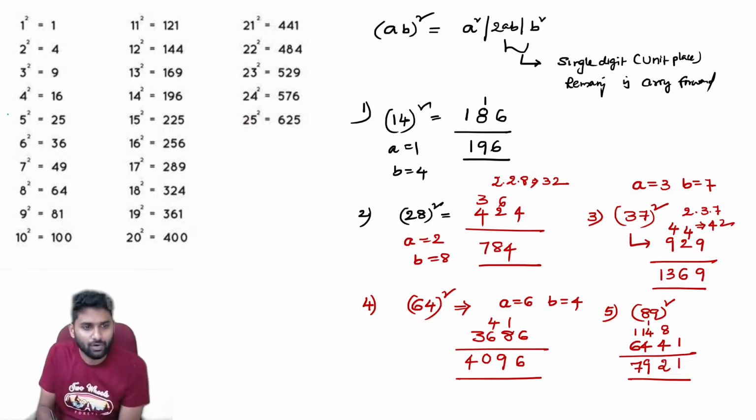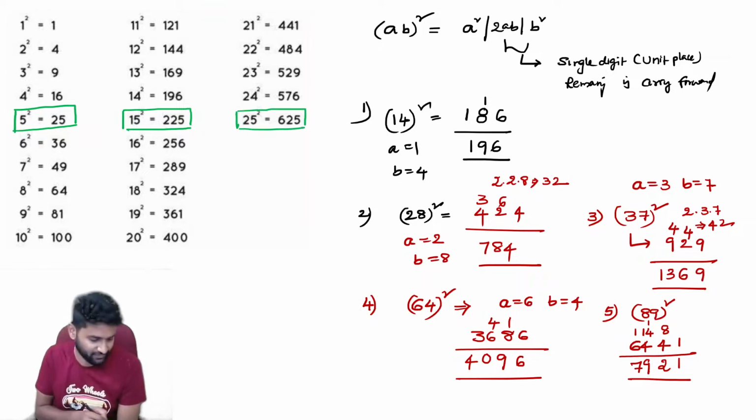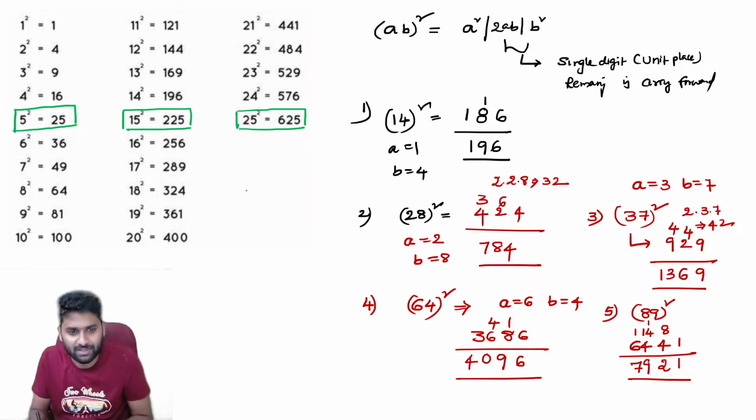Now, if you observe one of the formats, if any number ends with a 5, let's take this number: 5 square is 25. 15 square, last two digits are 25. 25 square, last two digits are 25. Guys, if you observe, if the units place is 5, the square of that number has last two digits 25.